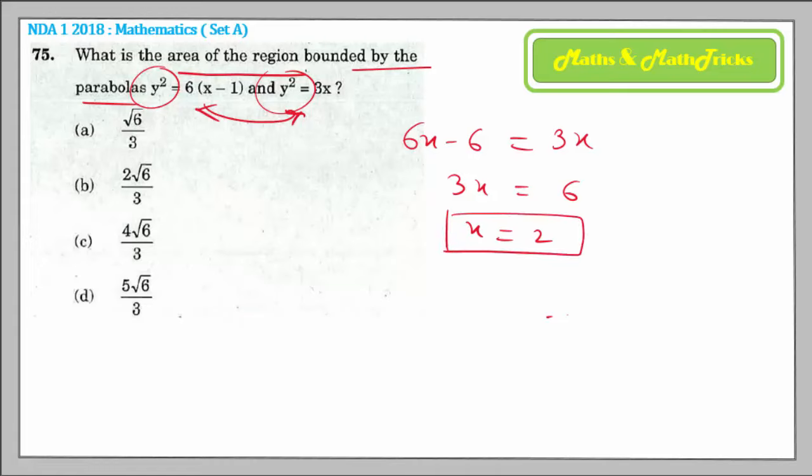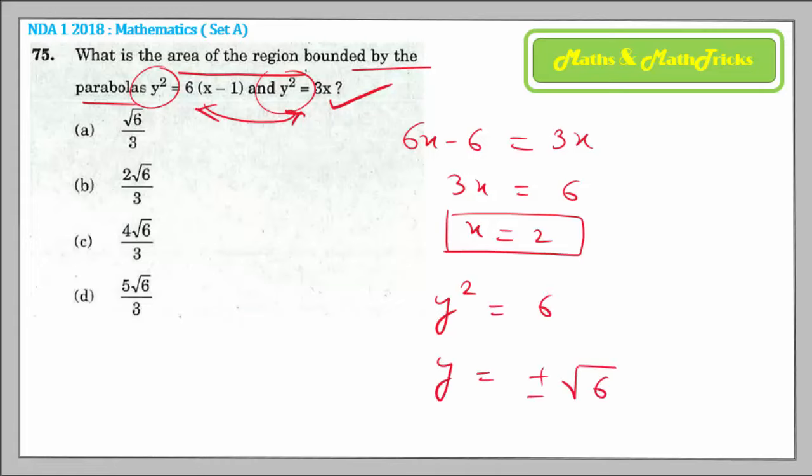Alright, x equals to 2. So when x is equals to 2, we have to find out respective y value. So you can choose either of one curve to find out y value. So let us choose the simpler one. X equals to 2 means y square is equals to 6. So y is equals to plus or minus root over 6.